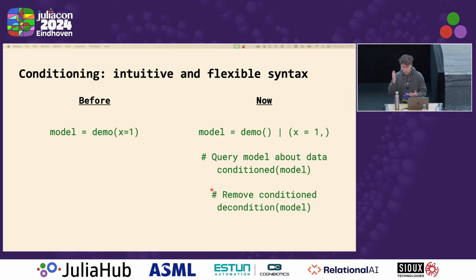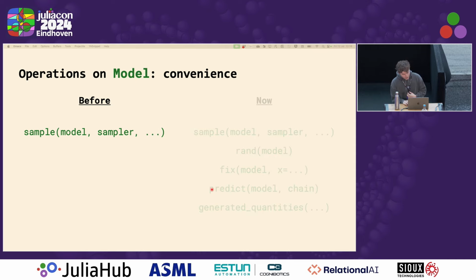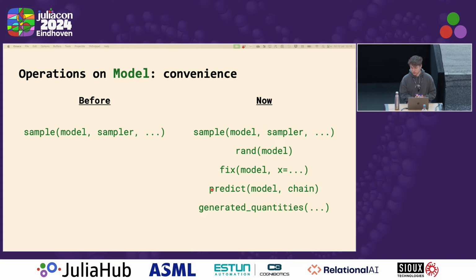So now you can say, I want to fix this variable x to be equal to 1. Then I can decondition it and remove the variable being fixed. That is quite useful if you want to actually act on the model itself. Similarly, before, the only thing you could really do with a model was sample from it. But now you can also just call rand on the model to sample from the prior.